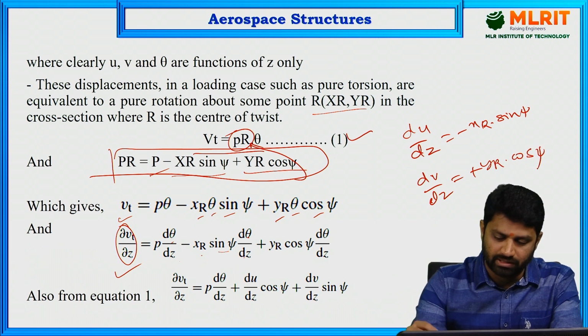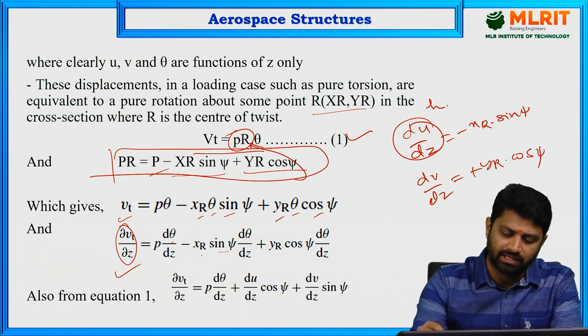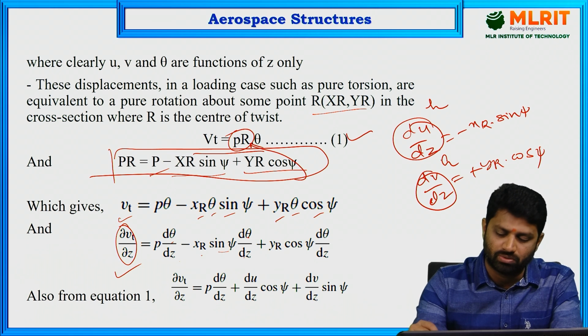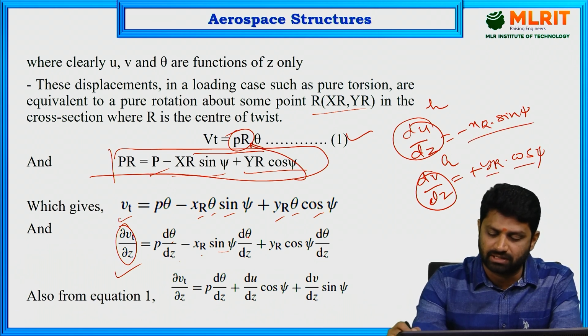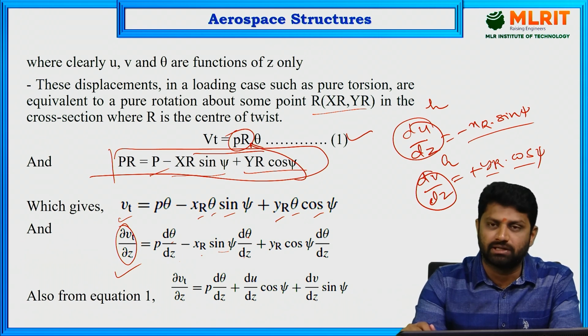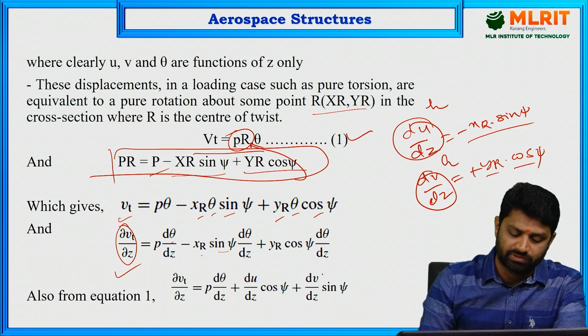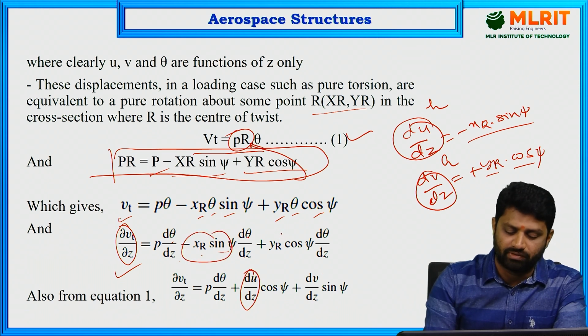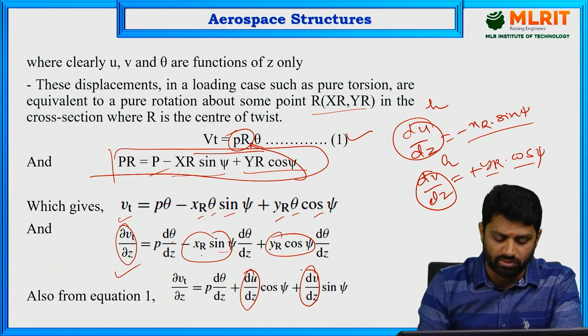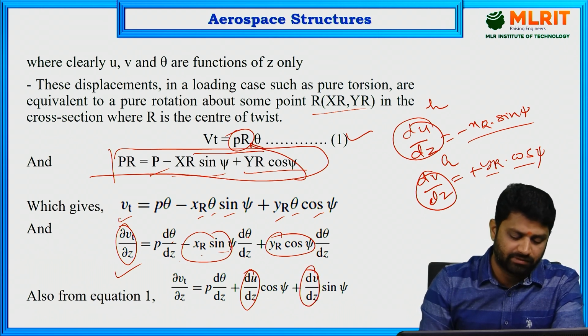We remove this, that is, we consider it like H, right? So now minus XR sin psi plus YR cos psi, we are going to represent in terms of the displacements u and v. When you represent it in terms of u and v, XR sin psi is replaced and written as dou u by dou Z, and YR cos psi is replaced by dou v by dou Z. So this is another equation we got.